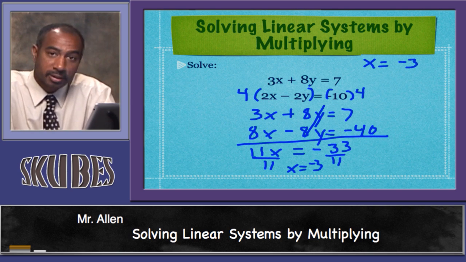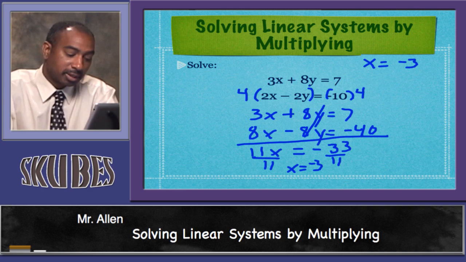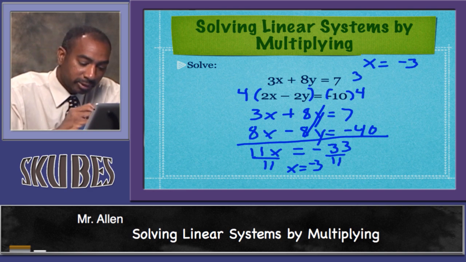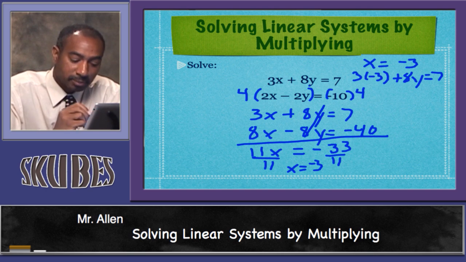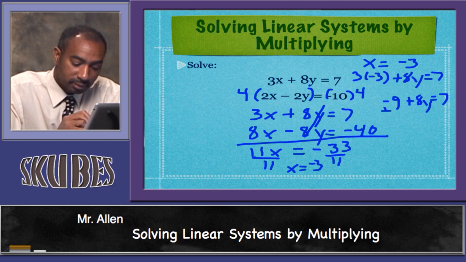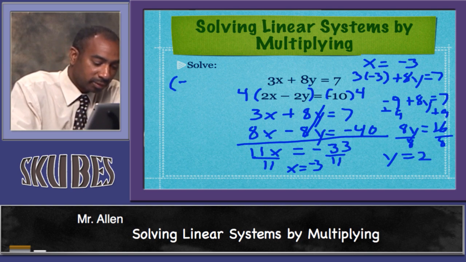And you can substitute that into the top or bottom equation. Let's say I use the top equation. I'll say 3 times negative 3 plus 8y equals 7. Well, 3 times negative 3 is negative 9, plus 8y equals 7. And if I were to add 9 to both sides, I get 8y equals 16. You divide both sides by 8, y has to equal 2. So you have negative 3, 2 is the point of intersection.